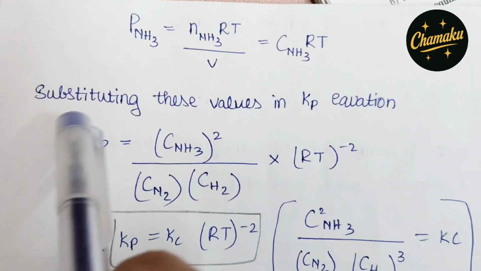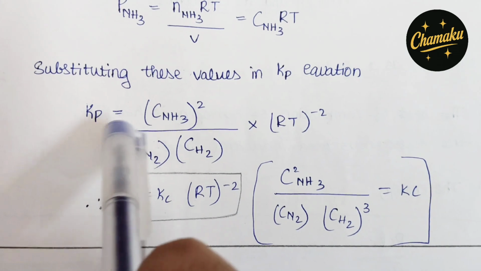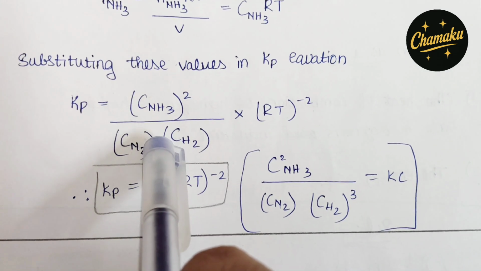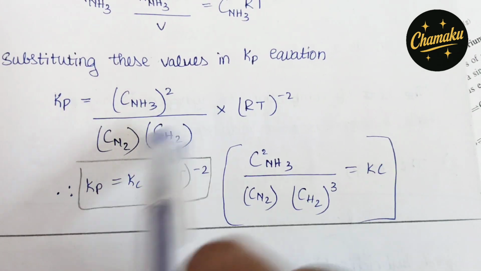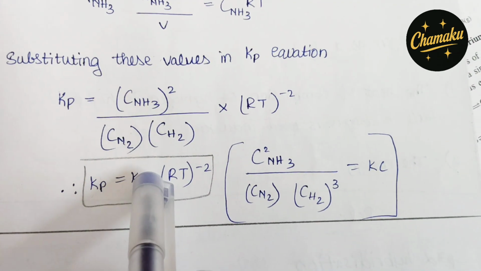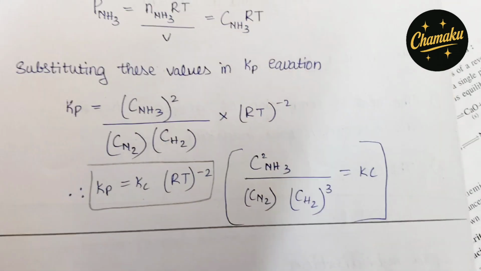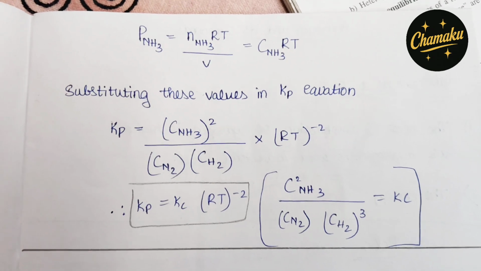So substituting these values in Kp equation, Kp is equal to C NH3 whole square by C N2 and C H2 whole cube, which is equal to RT to the power of minus 2. So Kp is equal to Kc into RT whole to the power minus 2. Okay, so this is the relation for Kp and Kc for the given equilibrium reaction.